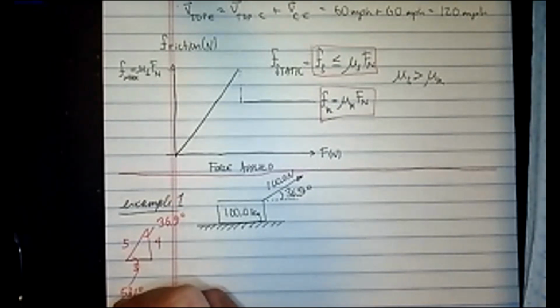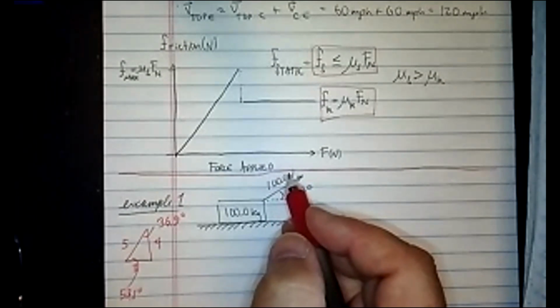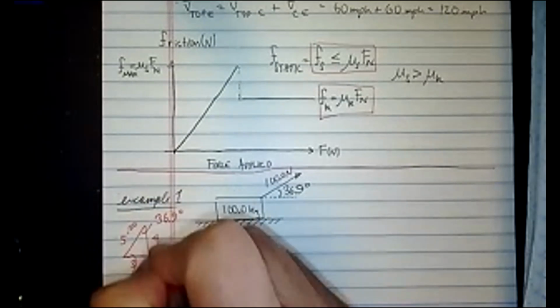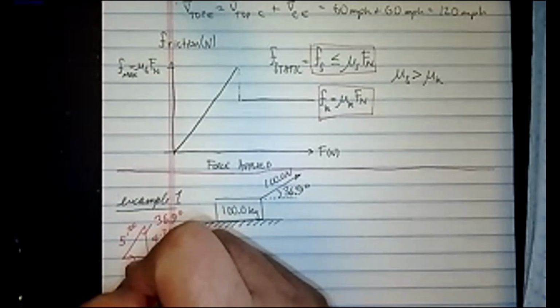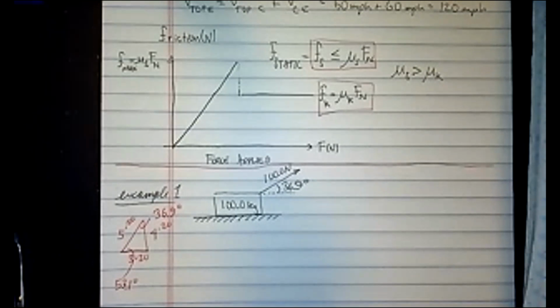53.1 degree angle. Now you can tell my magnitude's 100, so I have to multiply 5 by 20 to get 100. So that means really, if I'm thinking about this, I want to multiply each of these by 20, and then I'll know how to do the component stuff. It'll make life a lot easier.